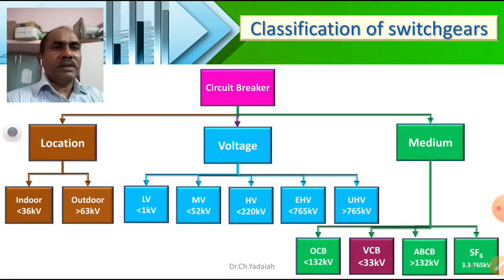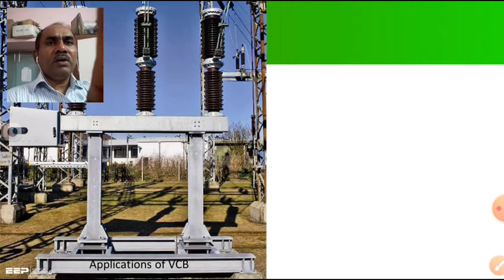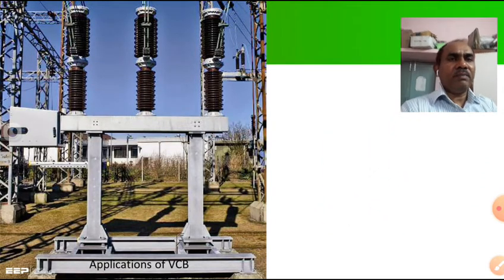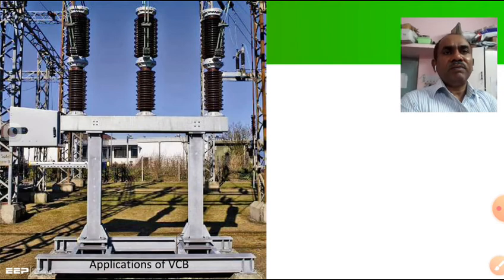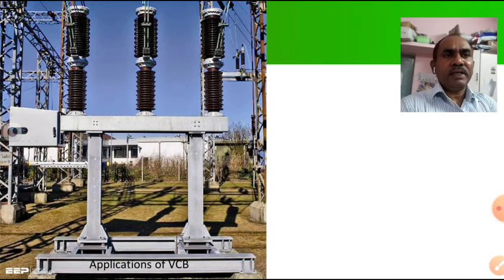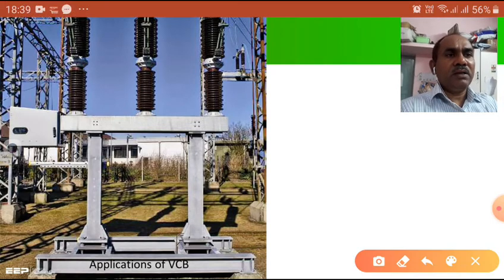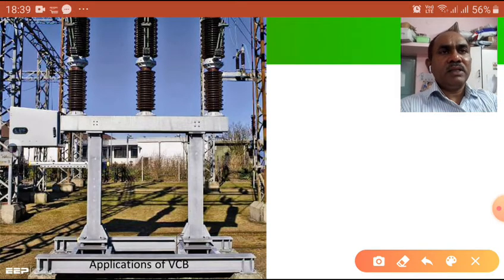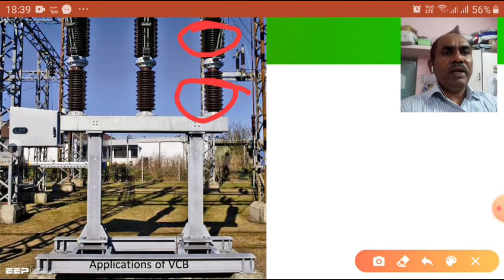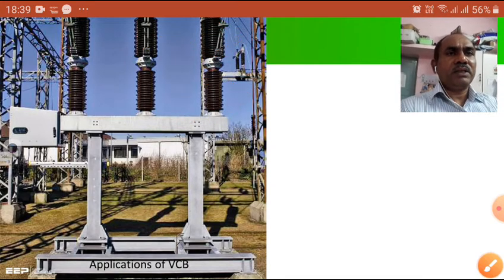Now let us see. This is a 33 kV by 11 kV substation. It's a vacuum circuit breaker. You can see, this is the breaker chamber. This is a supporting chamber. So we are going to nullify the arc in this only. So that is the thing.